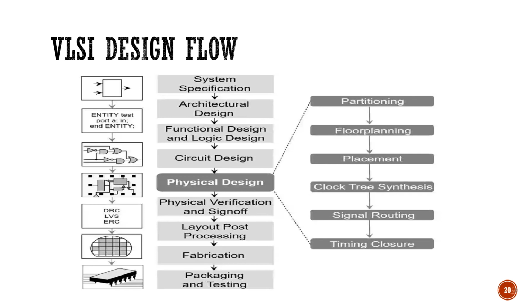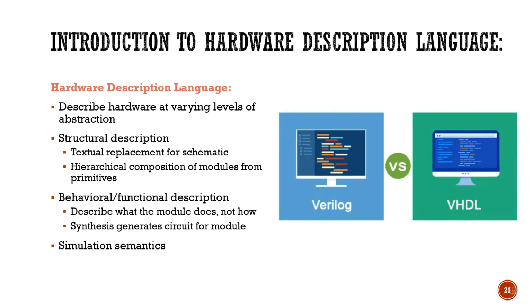So these are the various steps that are involved in the design flow. Using this concept, we will move on to the next topic of this particular CO, that is an introduction to hardware description language. A hardware description language describes the hardware at various levels of abstraction. It can be of two descriptions: either a structural description or a behavioral or functional description.